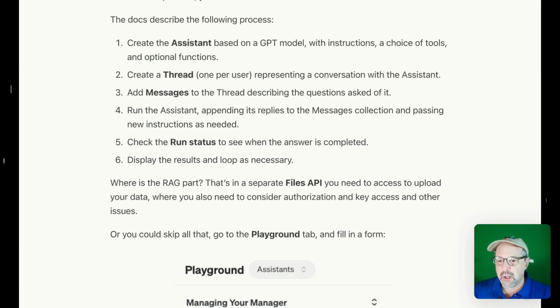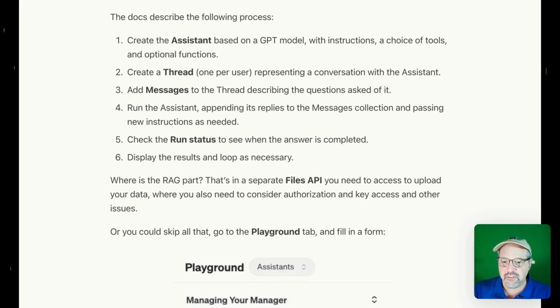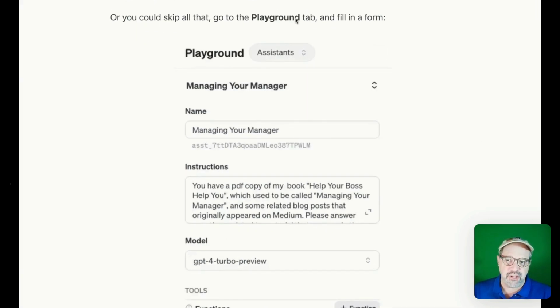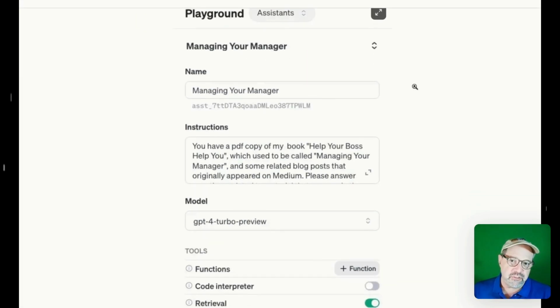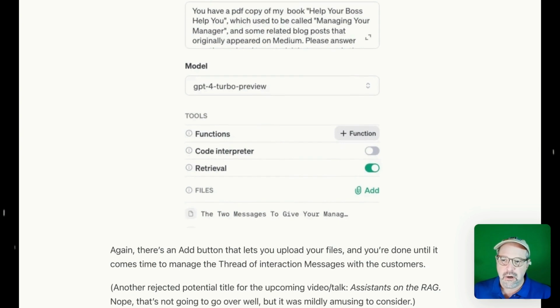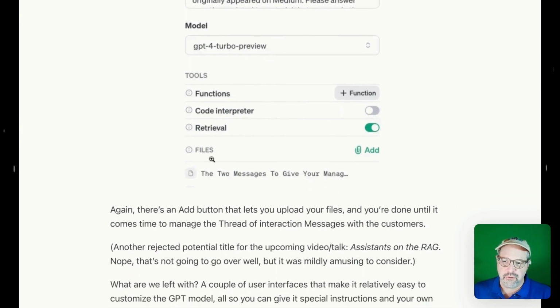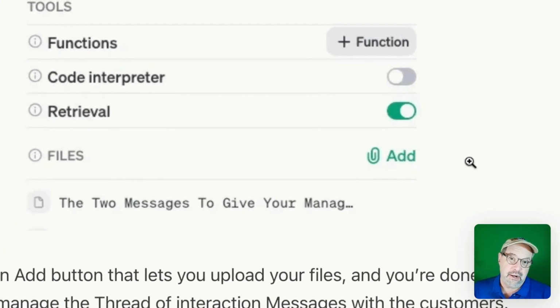Where does the RAG part come in? Well, again, there's a files API that allows you to programmatically add data to the system. But if you don't want to do any of this, to create your new assistant, you go to the Playground tab and you hit a button, and this is what the Playground looks like. I made a Managing Your Manager assistant where I loaded a PDF copy of my book in there. I picked a model, and then there's a little button down here with files next to it that says add, and I clicked add and I added the files, and there we go.